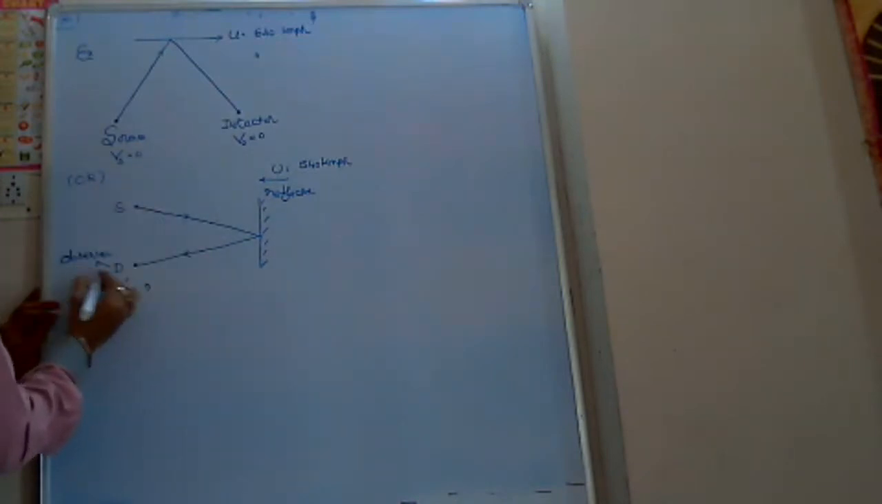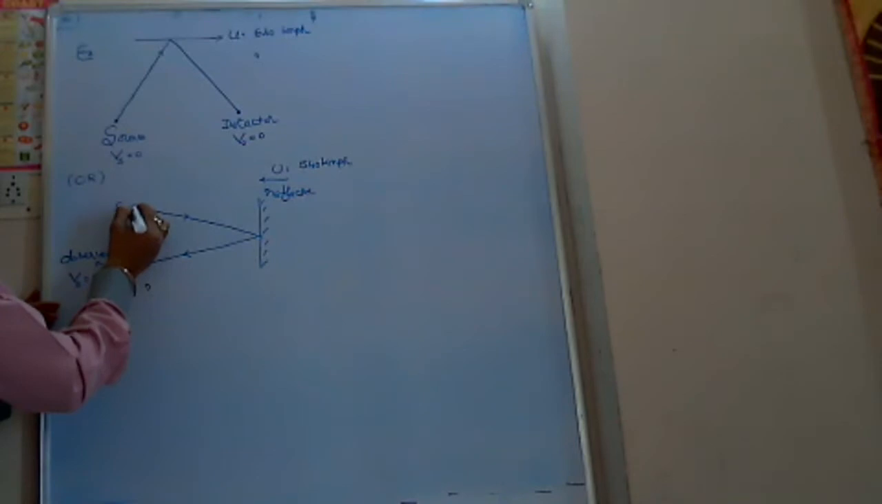Same story. Here the detector is at rest, V naught equals 0. The source is at rest, Vs equals 0. So either the first question or the second question, how to solve this question?